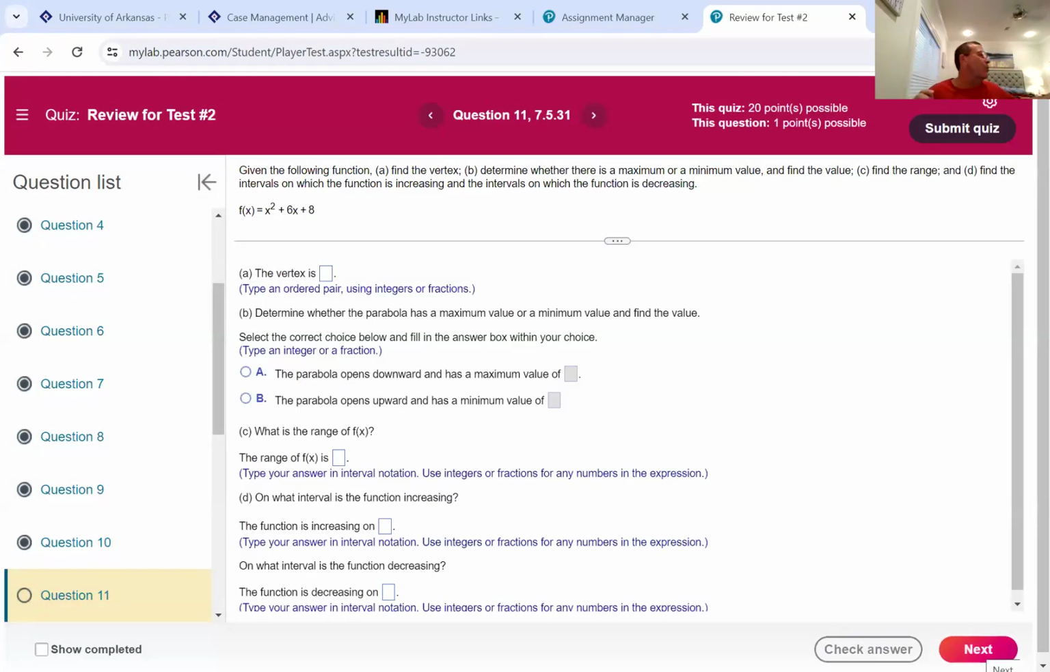Okay, so let me write this one down because this one is where we're going to do all the work on the vertex. So let me write this problem down. It's f of x equals x squared plus 6x plus 8. So let's see what they want. They want the vertex.